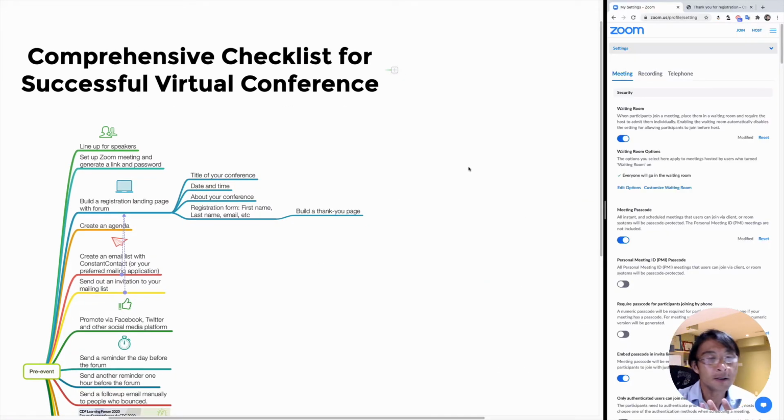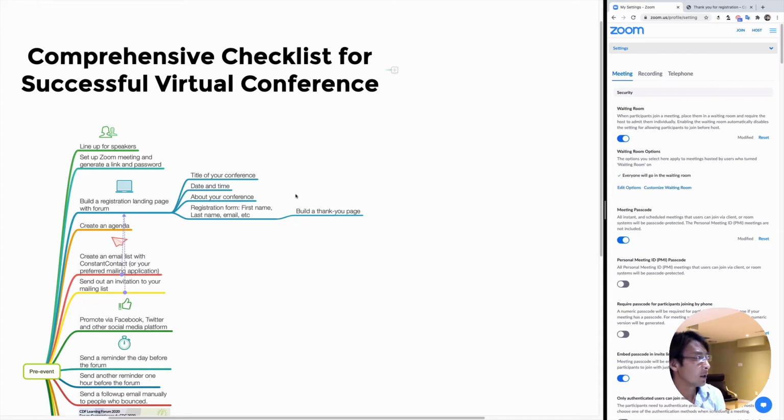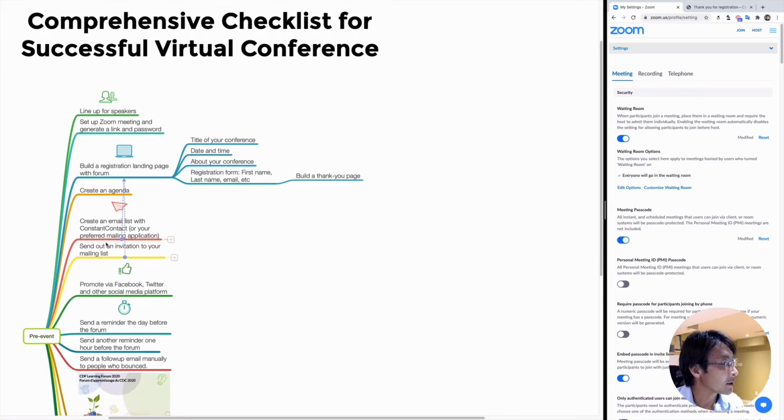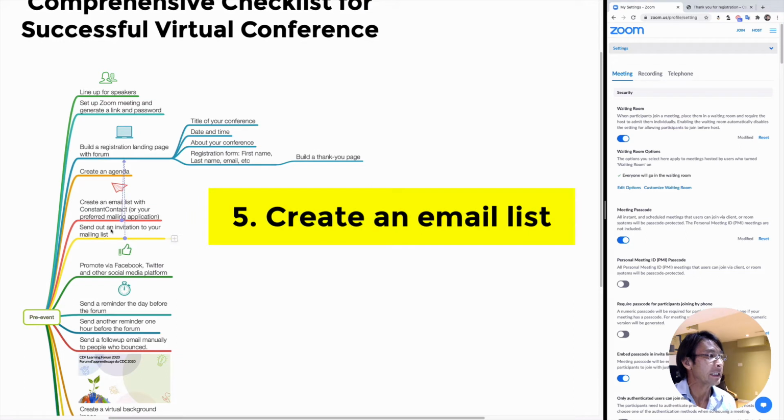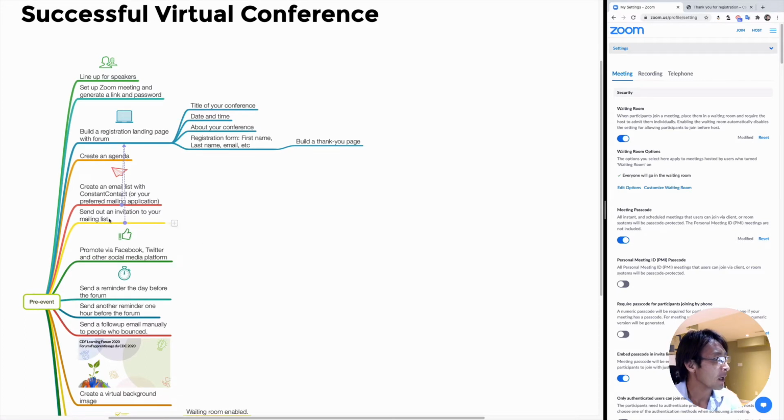All right, the next step is you need to create an agenda. It could be just a one-day conference, or it could be a two-day conference. And then next is to create an email list with Constant Contact or MailChimp, or whatever email software you are using, and then send out an invitation to your email list.